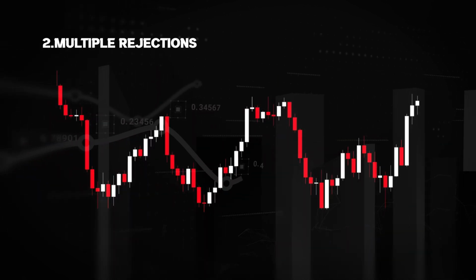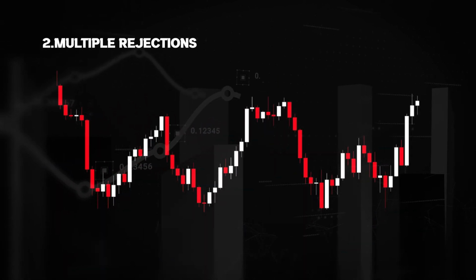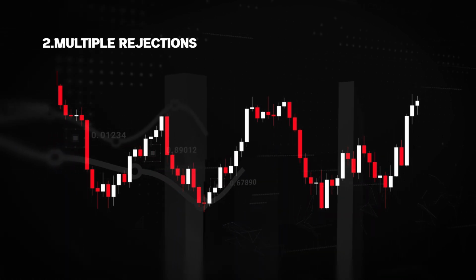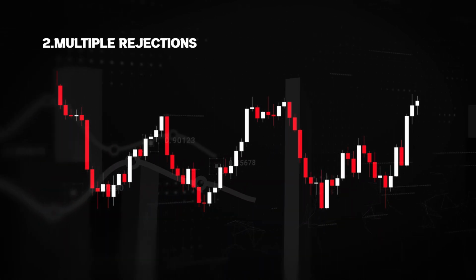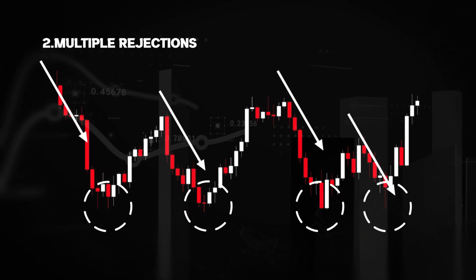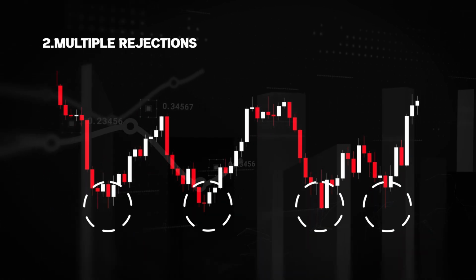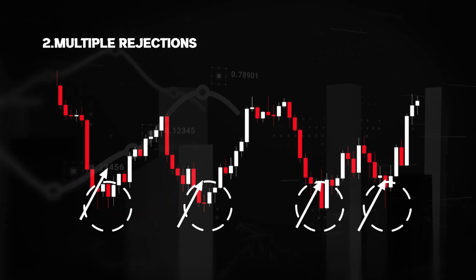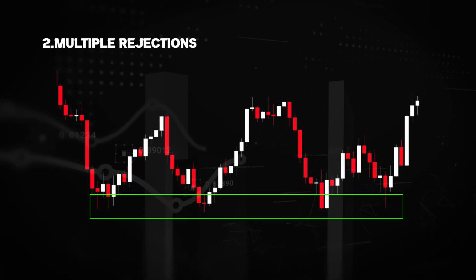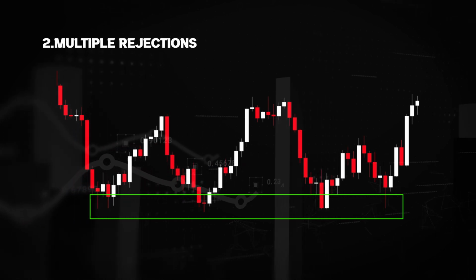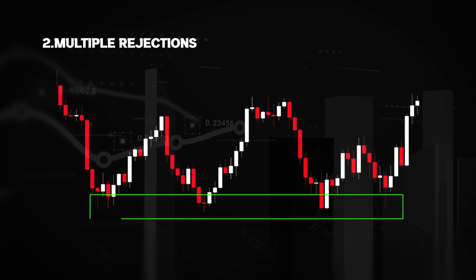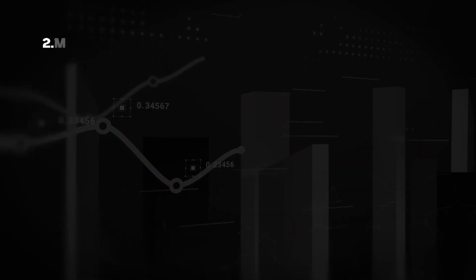The second trait that qualifies a level as support or resistance is multiple rejections. The more rejections, the stronger the level. For example, if the price drops to a particular area multiple times and each time it reverses, this indicates a support level. If the price hits this area on 4 different occasions and reverses each time, it gives us 4 rejections and confirms the level as support. Multiple rejections show that the price reacted to this level multiple times, meaning traders consistently took action at this level.